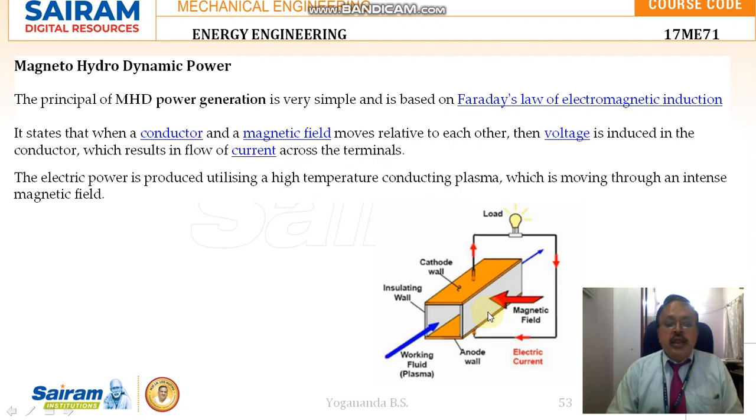Here the electricity is generated when the working fluid, plasma, enters the conductor, moving through the high intense magnetic field. When this plasma, that is the working fluid, comes across this high intense magnetic field, voltage will be induced in the conductor, so that the current flow takes place across the terminals.